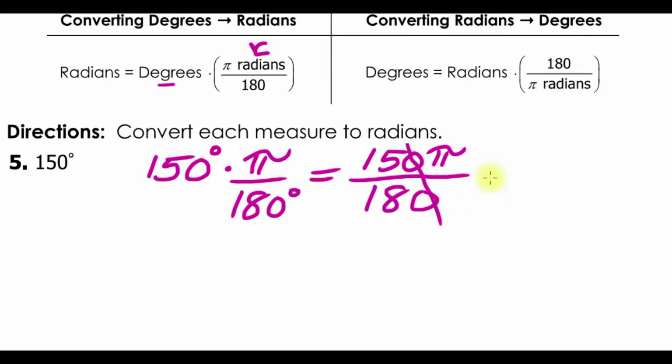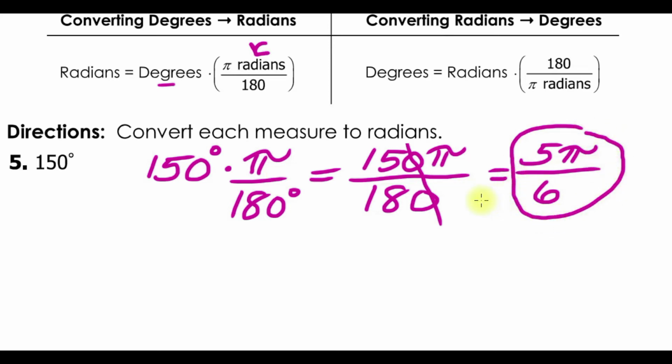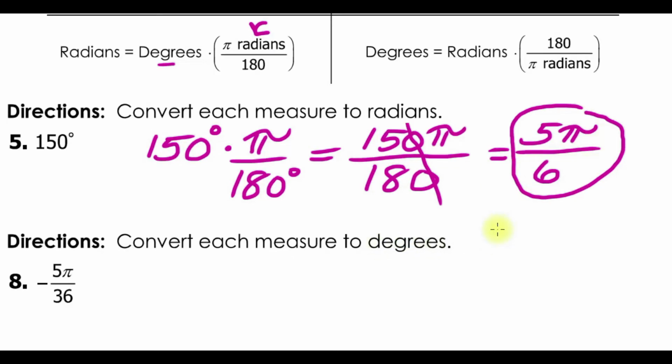Okay, we can take out the 0 here, and then the greatest common factor for 15 and 18 is going to be 3. So you divide both numbers by 3. So 15 over 3 is 5, so this is 5 pi. And then 18 over 3 is 6. Okay, so the radian measure for 150 degrees is 5 pi over 6. Let's take a look at the next example.